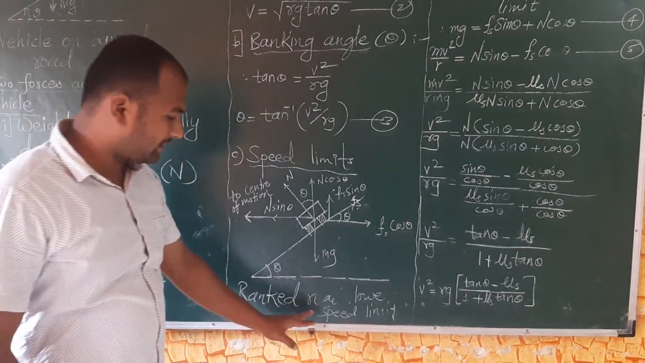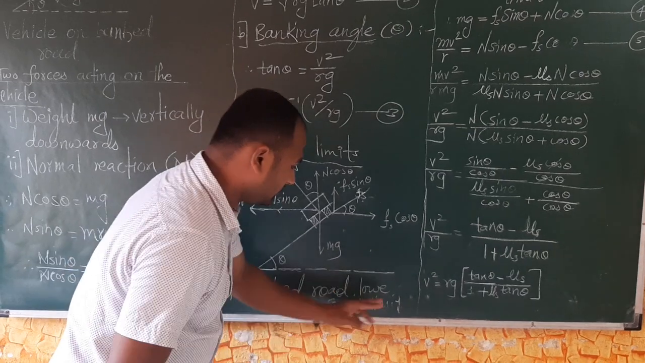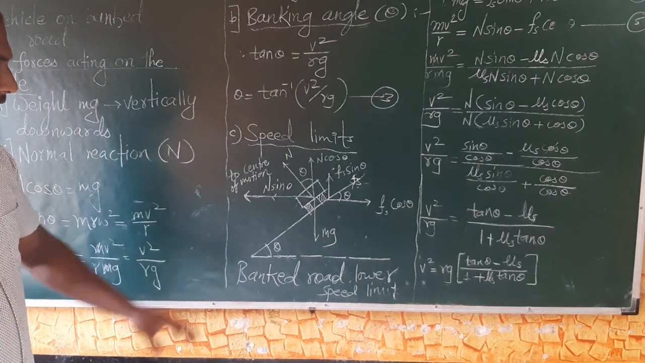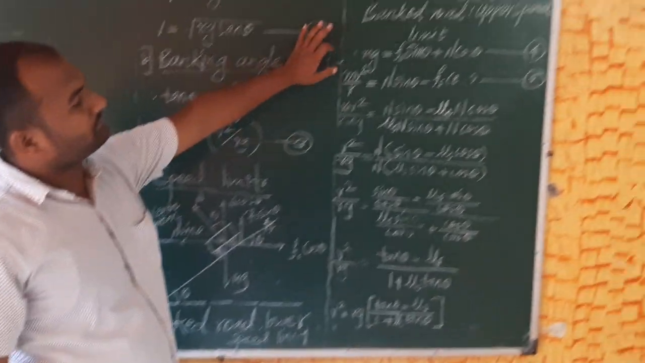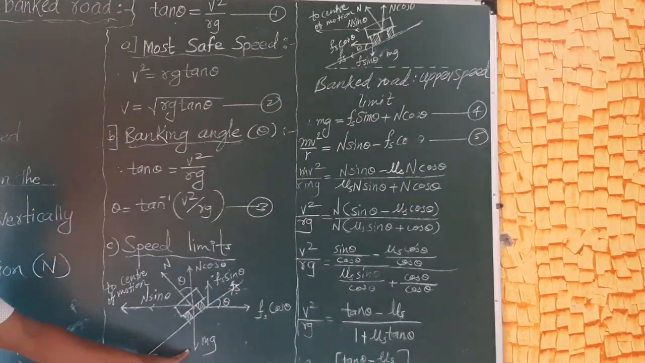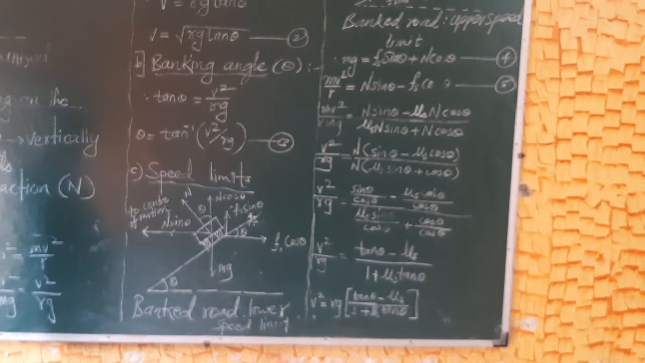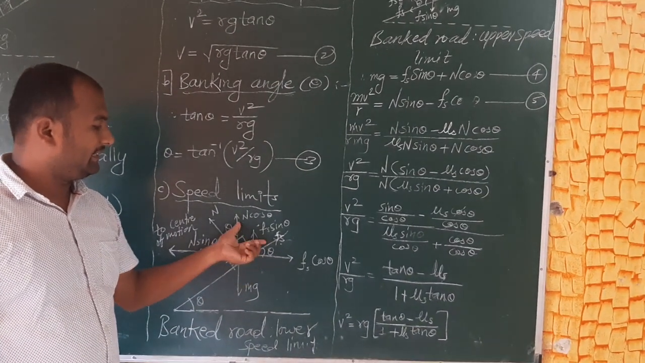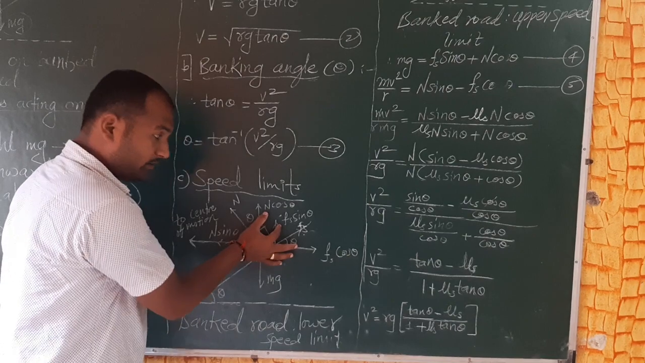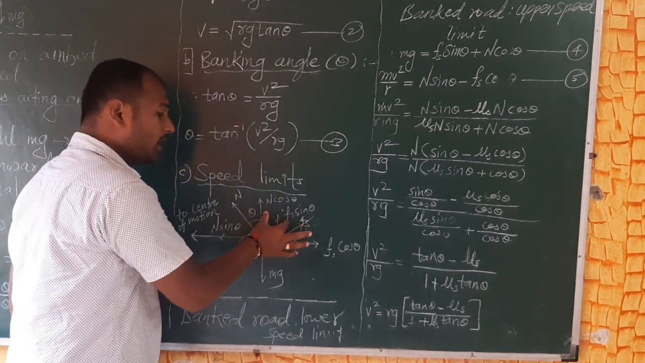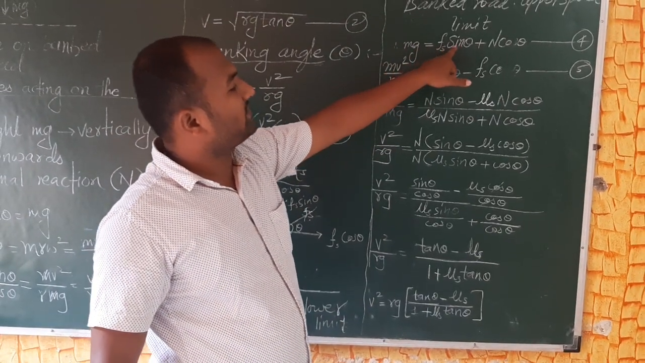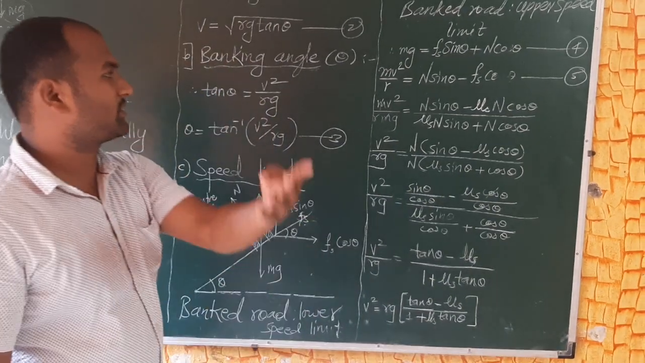So here, a banked road at the lower speed limit. What happens to the vehicle on a banked road at the lower speed limit? Here the weight mg is balanced by two components. First one is Fs sin theta, and the parallel component is n cos theta. This Fs sin theta along with the normal component n cos theta provides the necessary support for the weight of the vehicle. So weight mg is equal to Fs sin theta plus n cos theta, equation number 4.